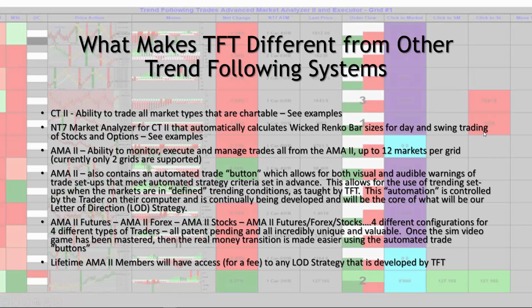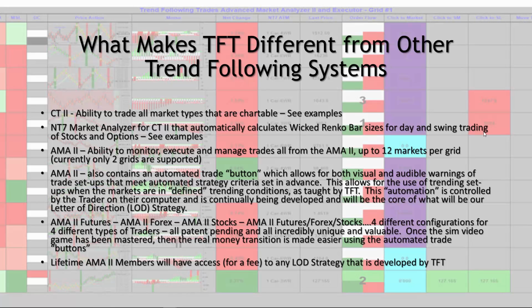What makes TFT different from other trend following systems? Okay, our CT2, Chart Trader 2, we call it the CT. All right, it's kind of our entry level. It's what you folks would be most used to. It's all our indicators on a chart.